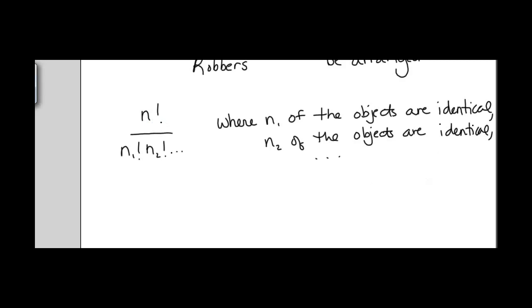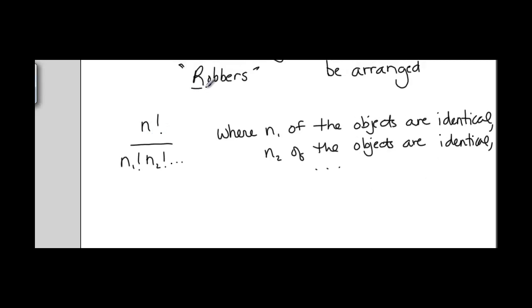the total number of letters that we have is 7. 1, 2, 3, 4, 5, 6, 7. So 7 factorial over, now let's look at the number of duplicates. Looks like we have 2 R's and we also have 2 B's. So we would have 2 duplicates here, which would give me a 2 factorial, and then we have another set of duplicates and there are 2 of those.